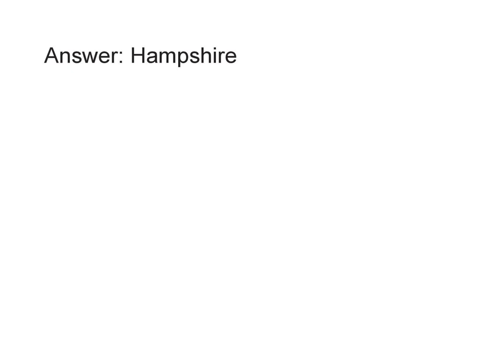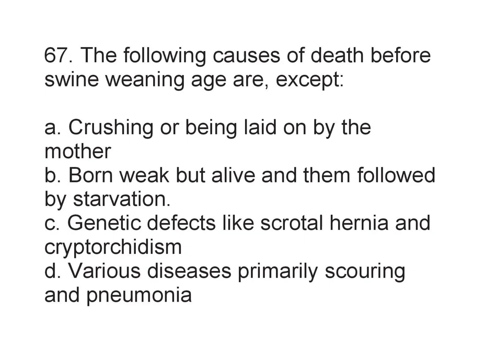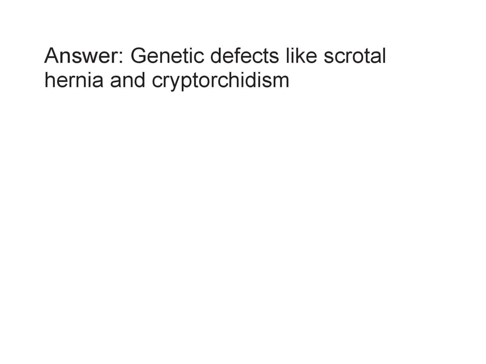The following causes of death before swine weaning age are, except A. Crushing or being laid on by the mother, B. Born weak but alive and then followed by starvation, C. Genetic defects like scrotal hernia and cryptorchidism, D. Various diseases, primarily scouring and pneumonia. The answer is genetic defects like scrotal hernia and cryptorchidism.